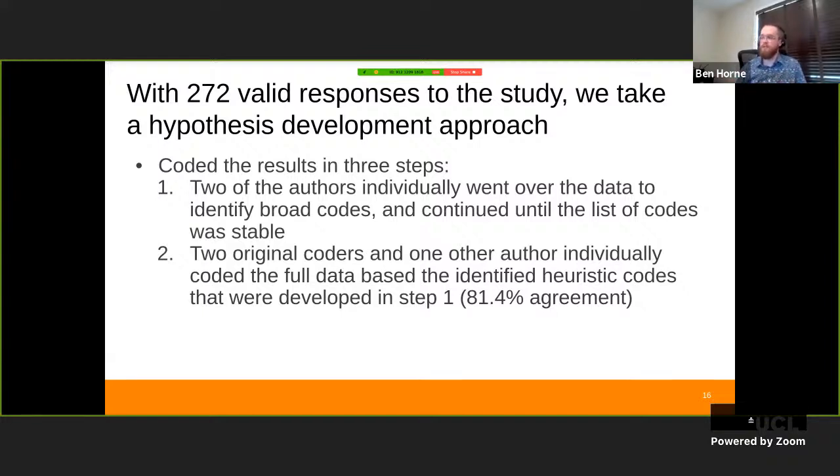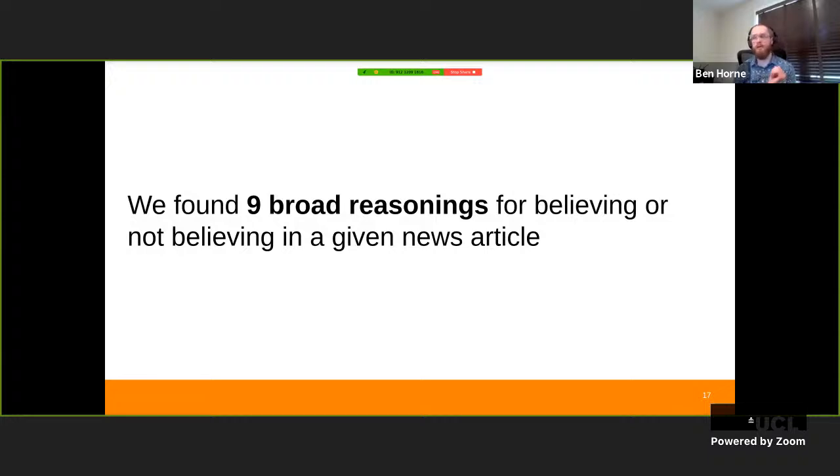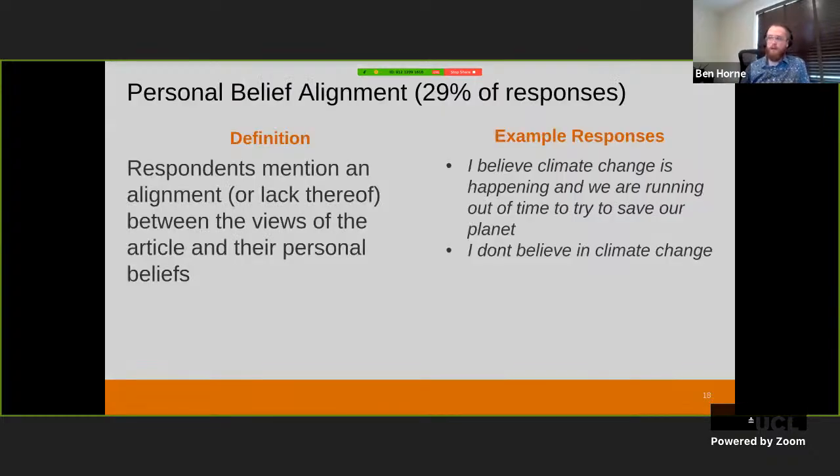And then you'll see that there's a 81.4% agreement after this round. This is pretty good, but we went back, discussed some of the conflicts in the coding. This is sort of standard in hypothesis development. We agreed on some stricter definitions, returned to step 2, and ultimately ended up getting a 93% agreement. And so in this short study, we found 9 broad reasonings for believing or not believing in a given news article. The first one is sort of what you would expect based on the literature.